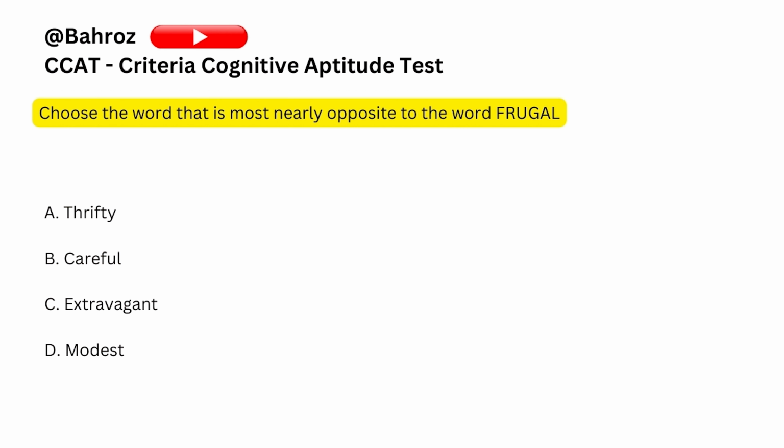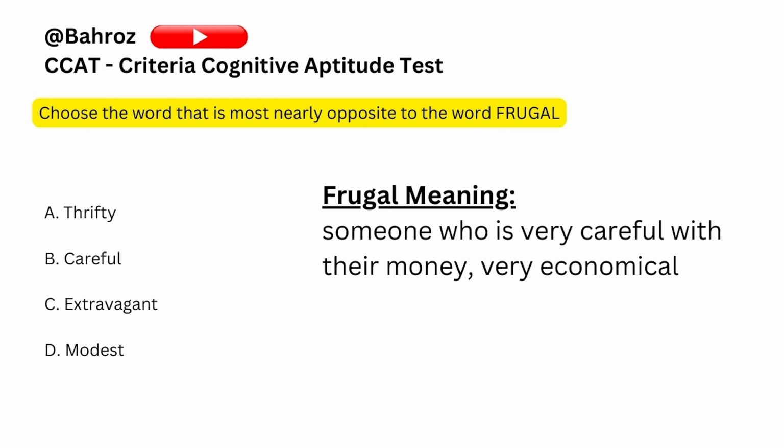Here again, we have to choose the word that is most nearly opposite to the word frugal. Frugal means someone who is very careful and economical with money. They do not spend unnecessarily. Now, the opposite of that is someone who spends excessively, wastefully, without concern, which is extravagant. So C is our answer.